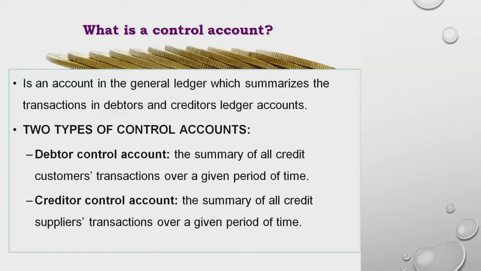control accounts. What are control accounts? What is the use of control accounts? And what are the types of control accounts? A control account is an account in the general ledger which summarizes the transactions in the debtors and creditors ledger accounts. Two types of control account we have: debtors control account, the summary of all the credit customer transactions over a given period of time. Creditors control account, the summary of all the credit supplier transactions over a given period of time.